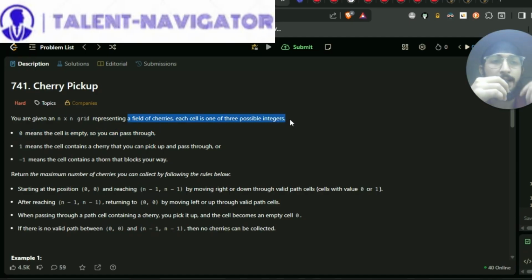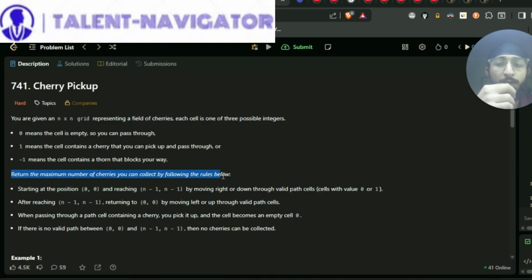0 means the cell is empty, so you can pass through it. 1 means that the cell contains a cherry that you can pick up and pass through. Or -1 means the cell contains a thorn that blocks your way. So -1 is the cell which has an obstacle, that is a thorn, so you cannot visit that. Our aim is to return the maximum number of cherries that you can collect by following the rules below.